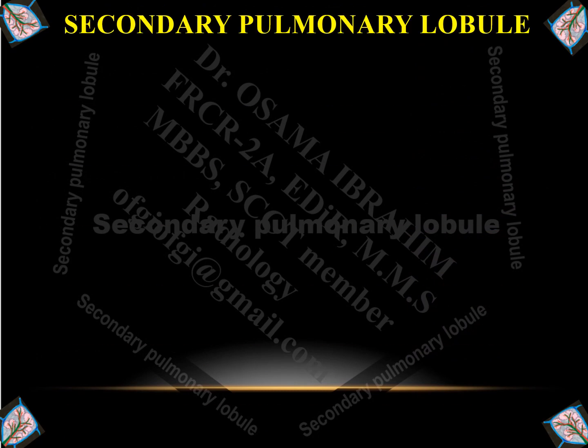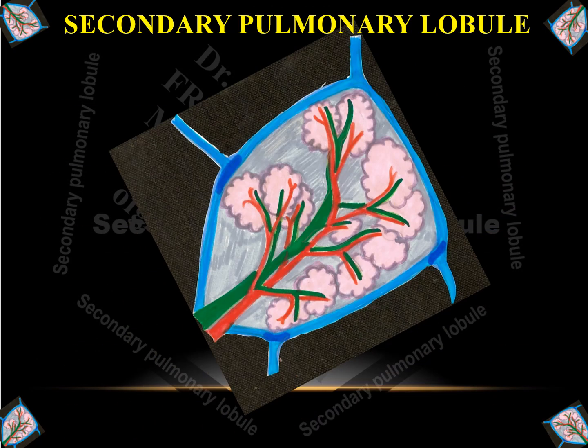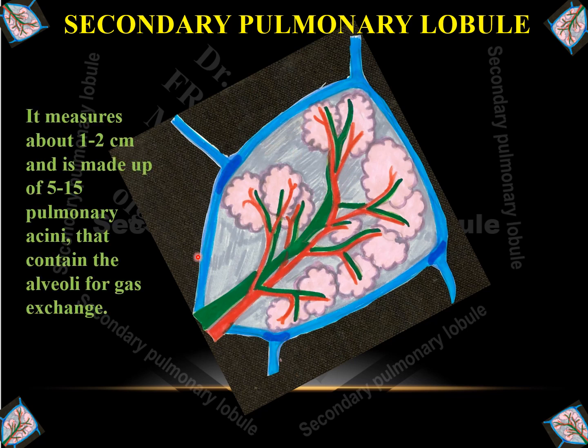So, what is the secondary pulmonary lobule? The secondary pulmonary lobule is the main anatomical and functional unit of the lung. It is composed, in the center, of the terminal bronchioles, and in the center also there are the terminal arterioles. These units connect to about 5 to 15 acini.